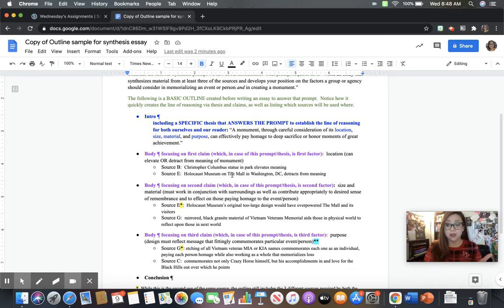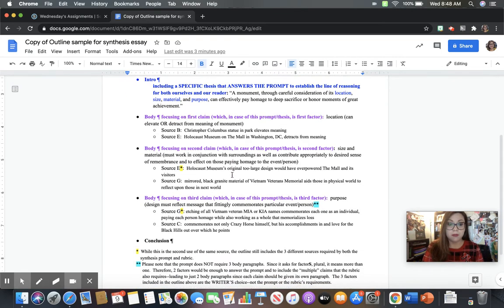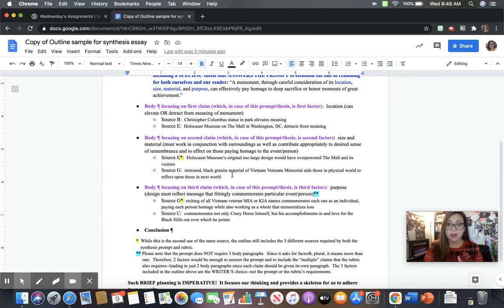So I could juxtapose that there. And that could be sophistication of thought because I'm addressing limitations and complexities of the argument. For my second body paragraph, I want to talk about my second factor, which would be size and material. I want to put those 2 things together. They must work in conjunction with the surroundings, which I just talked about in terms of location, as well as contribute appropriately to the desired sense of remembrance and to the effect on those paying homage to the event or person.